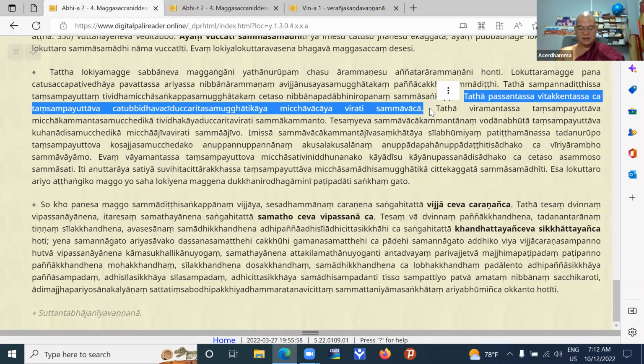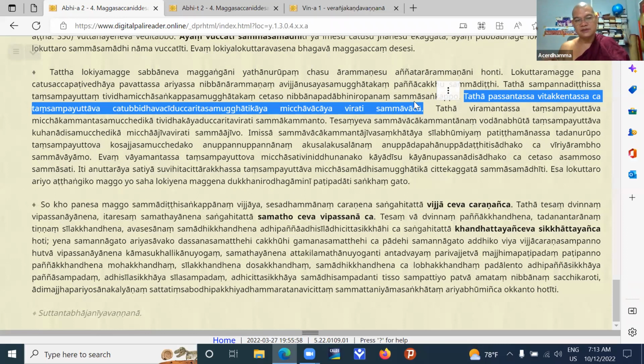So micchā vācā veramaṇī, abstaining from micchā vācā. That completely uproots four kinds of vacī duccarita. That is called sammā vācā. Nothing special here.